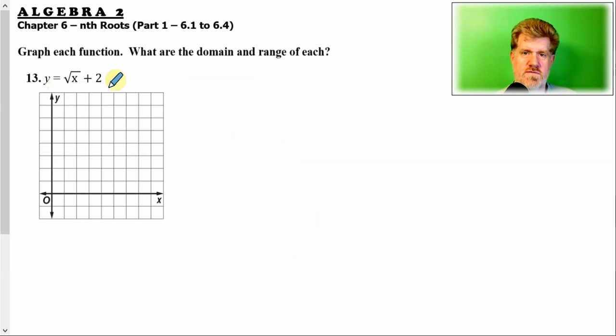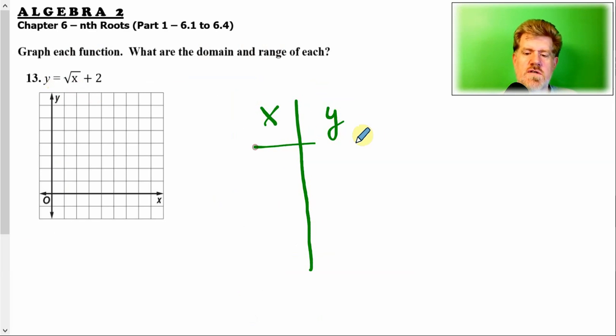Graphing this function, square root of x plus 2. Don't do anything fancy. Let's just pick points. We want ones that are easy to take the square root of. Okay? Well, what's the square root of 0? 0. 0 plus 2 is 2. And you're going to see all these graphs have the same shape. Square root graphs look like this.